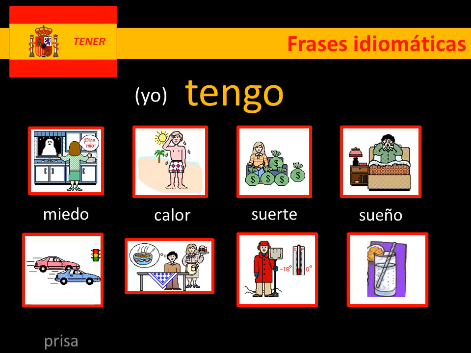On to the bottom row then. Tengo prisa. I have haste. Literally, I'm in a hurry. Tengo hambre. I have hunger. I'm hungry. Tengo frío. I have coldness. I have cold. Okay, meaning I am cold. Y finalmente, tengo sed. I am thirsty. I have thirst.